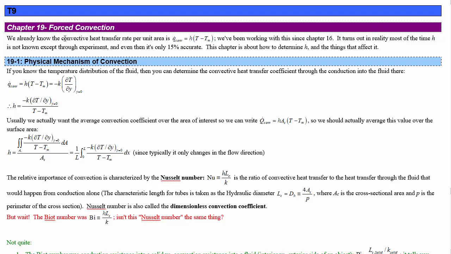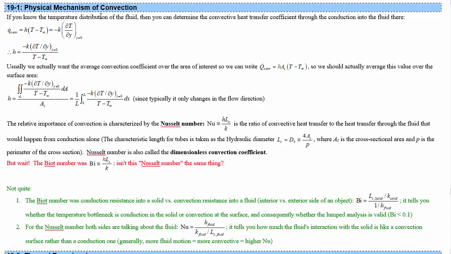This is forced convection. So now we're looking finally at, in the convection heat transfer equation, the rate of heat flow per unit area, which is equal to h, the convection coefficient, times the temperature difference between the surface and the free stream. We're going to look at where this h comes from and how to get it. It turns out in reality most of the time h is not known except through experiment, and even then it's only 15% accurate. This chapter again is how to determine h and the things that affect it.